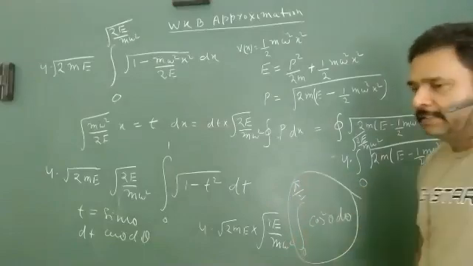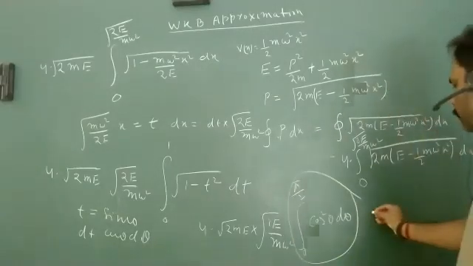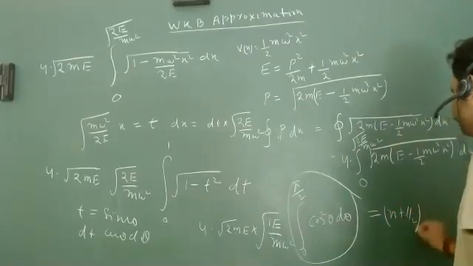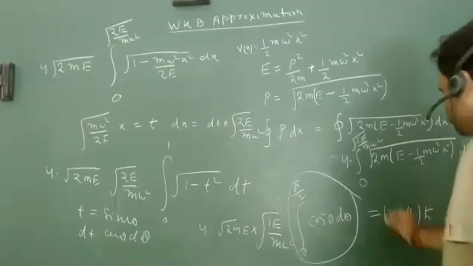Pi by 4. What will be this integration? Pi by 4. Very good. So this value must be equal to n plus half h. So this is the value.